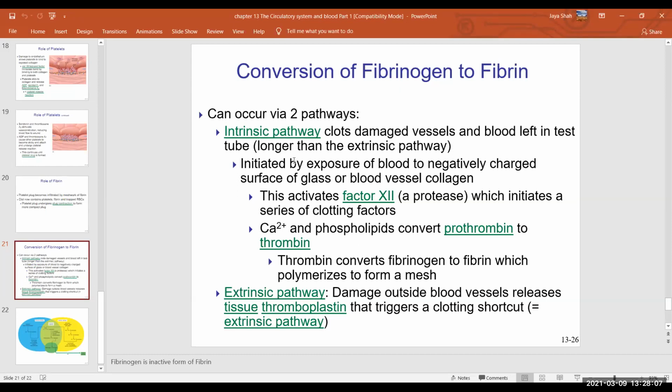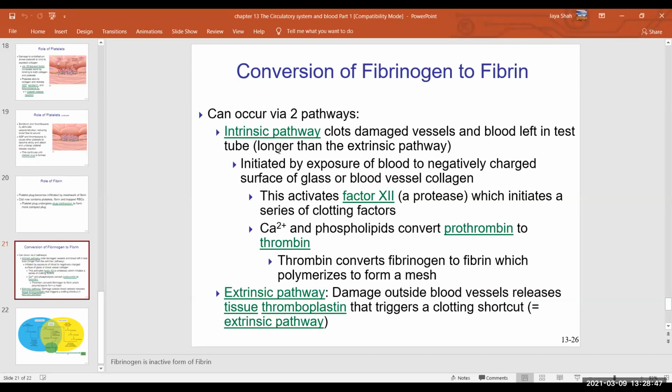That occurs through two pathways, the intrinsic pathway and the extrinsic pathway. In the intrinsic pathway, clotting occurs either outside. If you have blood in a beaker or in a test tube without anticoagulant, it will coagulate or clot, and that is called the intrinsic pathway. Or if you have damaged tissue and the collagen is exposed and then you form the clot, that is the intrinsic pathway.